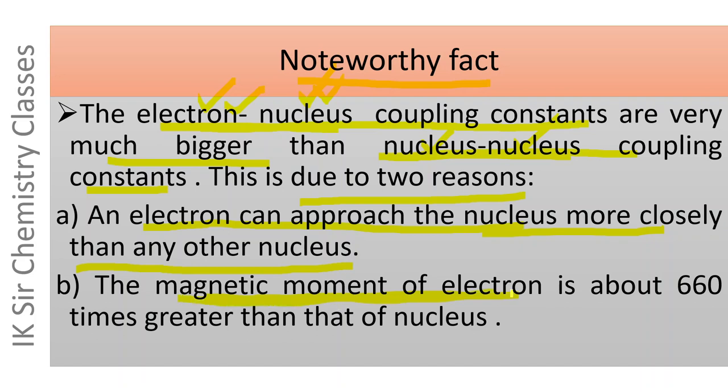The magnetic moment produced by the electron is about 660 times greater than that of the nucleus. It has been discussed in previous videos. The magnetic moment produced by the electron has a much higher value than the magnetic moment produced by the nucleus, and this is why the electron-nucleus coupling constant is much larger than the coupling constant between nucleus and nucleus.